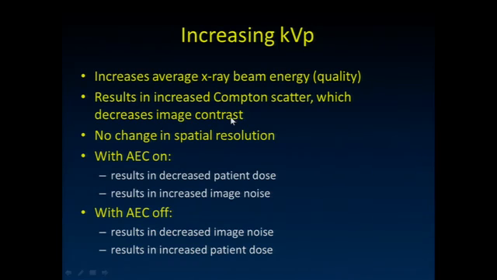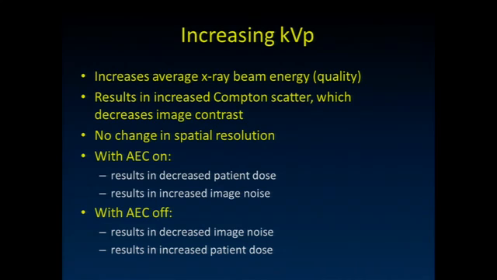We prefer to first change the mA to get appropriate image quality if we can, and not change the kV unless absolutely necessary. It doesn't change our spatial resolution. And then I put this because it's very important. If you don't have automatic exposure control on and you increase kV, you increase dose to the patient for the reason I just talked about. You not only increase the quality of the beam, you increase the quantity of the beam.